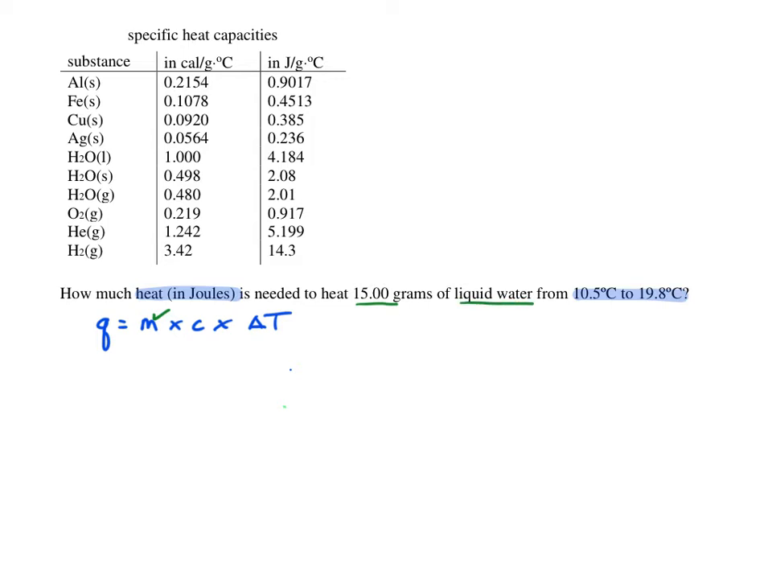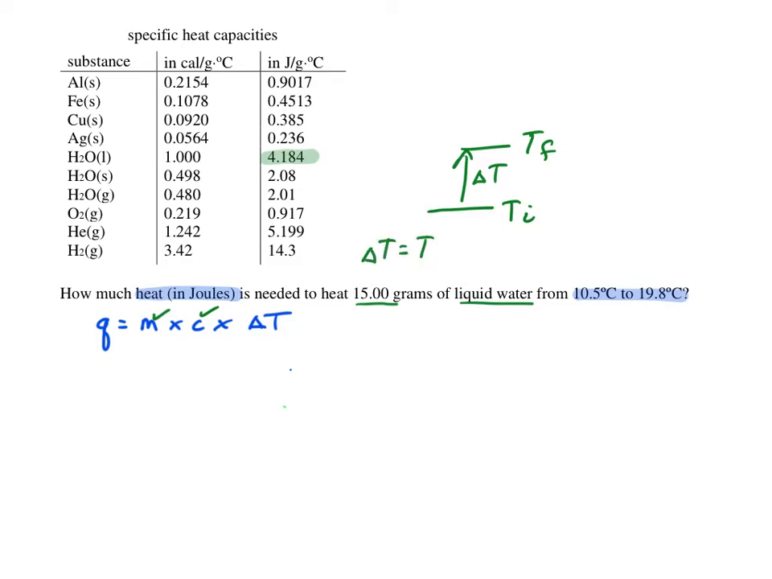Now make sure you match up the phases. We want liquid water. So in terms of our heat capacity, liquid water in joules is 4.184 joules per gram degree C. So we have that value, and we now need delta T. This is a problem where we're heating a substance from an initial temperature to some final temperature.